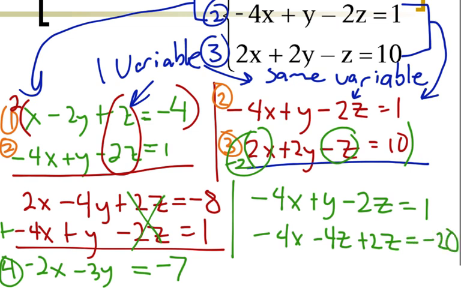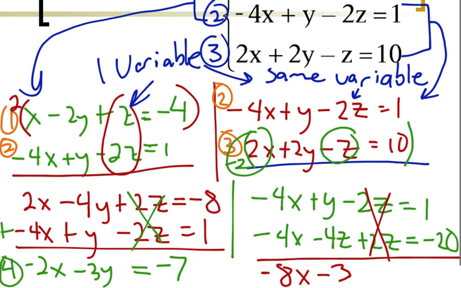Okay. Then you go ahead and do your vertical addition to eliminate the z's, and then you'll end up with negative 8x and then negative 3. I don't know why I wrote a z right there. That's a y. Sorry about that. Negative 3y and then equals negative 19. Okay? So now this is equation number 5.